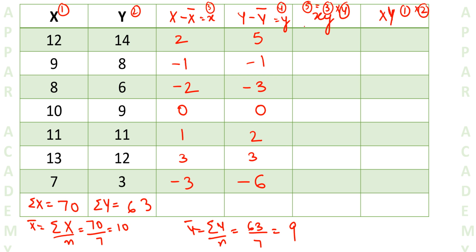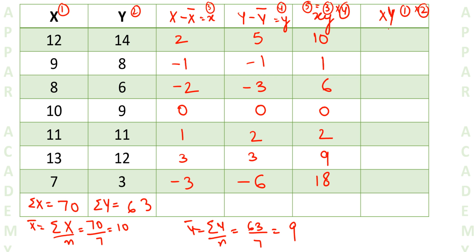Right? So next we need is column 3 into 4, so we need x into y. 2 5s are 10. Minus 1 into minus 1 becomes 1. Minus 2 into minus 3 becomes 6. 0 into 0, 0. 1 into 2, 2. 3 into 3, 9. Minus 3 into minus 6 becomes 18.